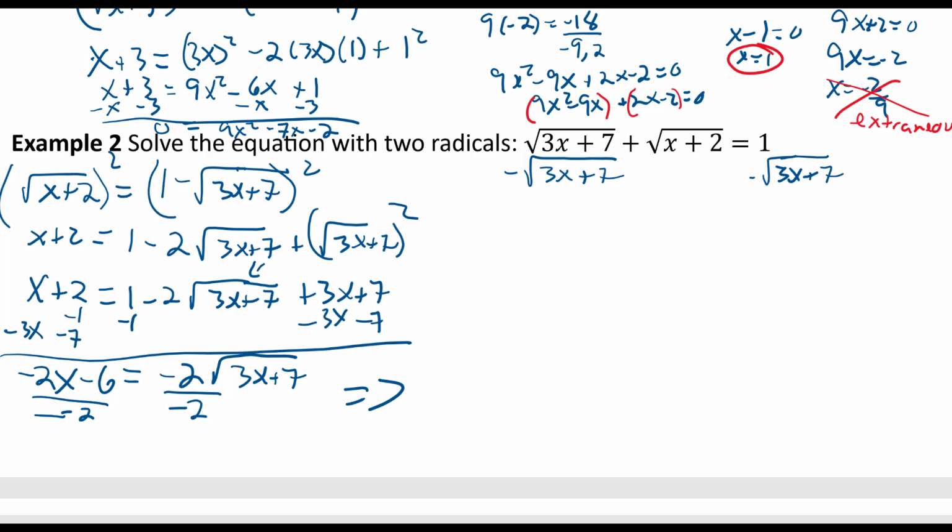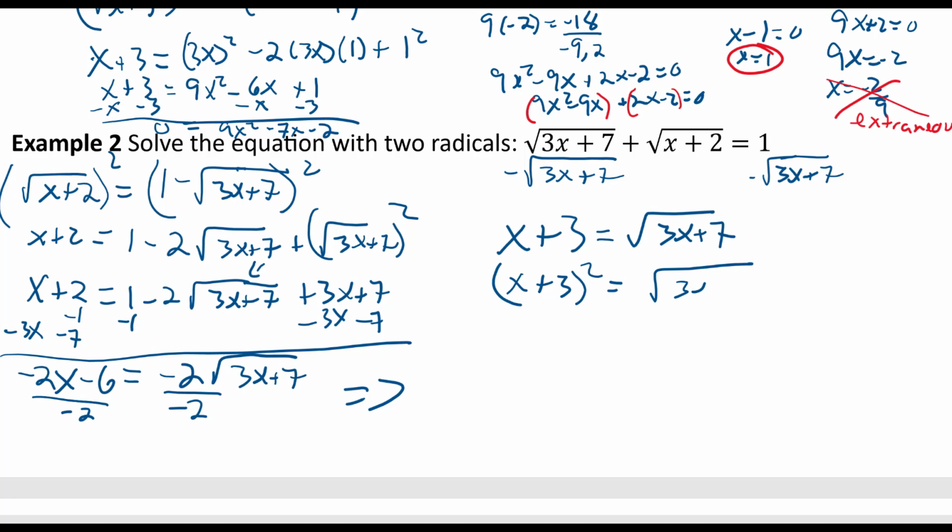So I'm just going to come over here and continue working. And we'll have x, let me give myself a little more space because I'm going to need it. X plus 3. I divided negative 2x minus 6 by negative 2. So negative 2x divided by negative 2 is x. Negative 6 divided by negative 2 is 3, equals the square root of 3x plus 7. And now we square both sides. I'm going to write this again so people looking at the notes after the fact can see step by step as best possible.